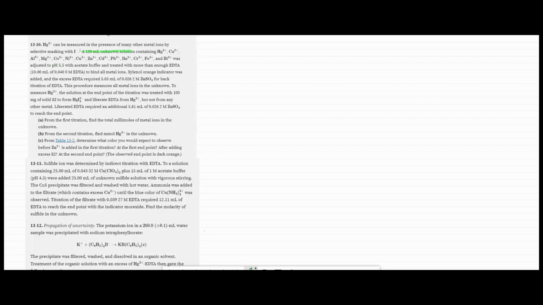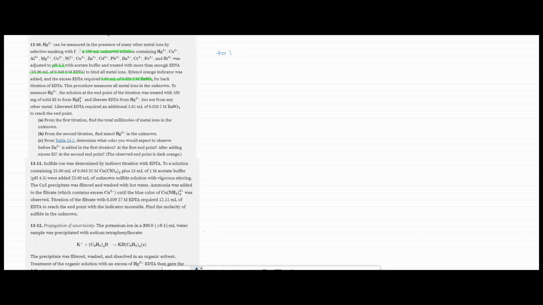So it was adjusted to a pH of 5.5 with an acetate buffer, and it was treated with more EDTA than it needed. More EDTA than it needed was 10 milliliters of 0.0400 molar EDTA, and that was to bind all of the metal ions. Then for the excess EDTA, we needed this amount of zinc sulfate for the back titration. So we measured all of the ions in the unknown. First, let's find out how much EDTA was used to measure all of those ions. That's a really good place to start.